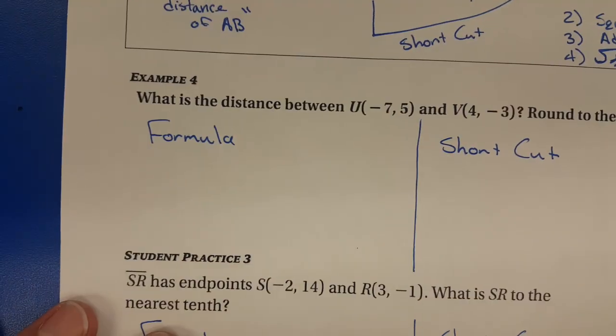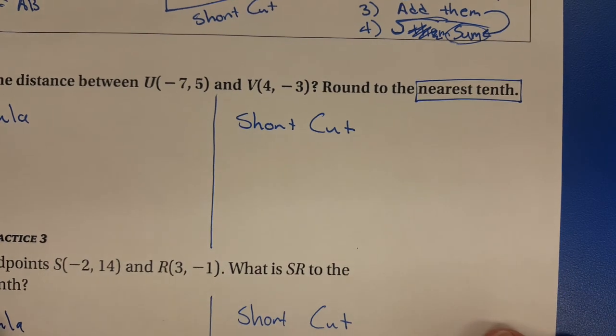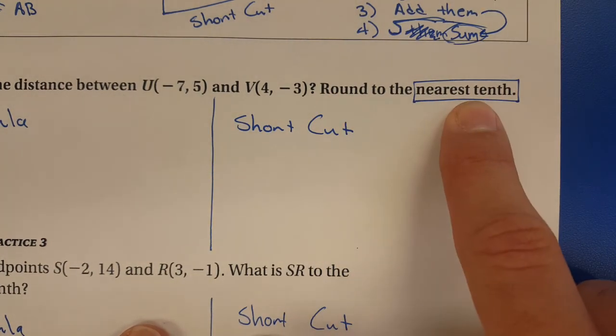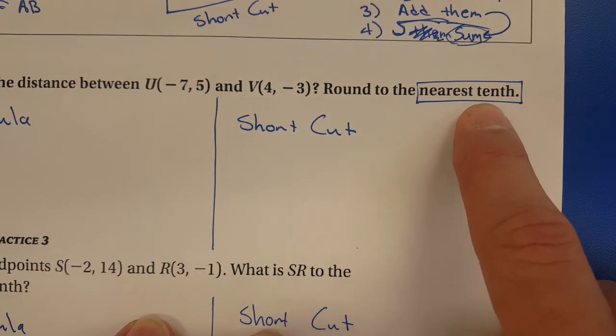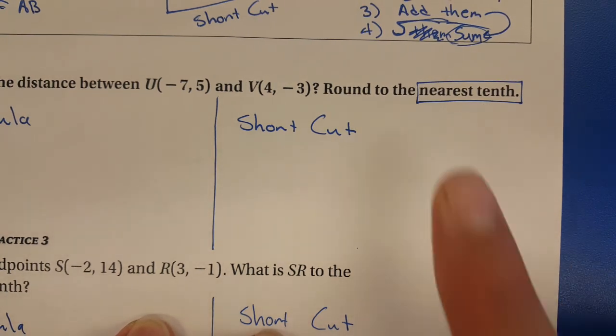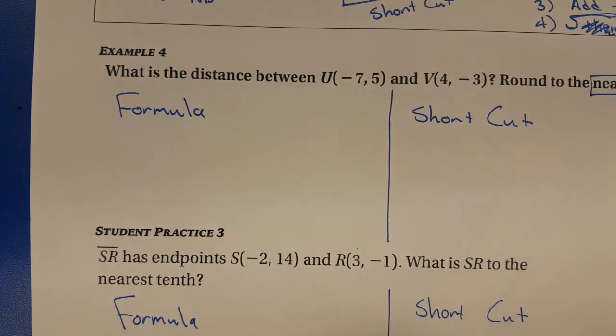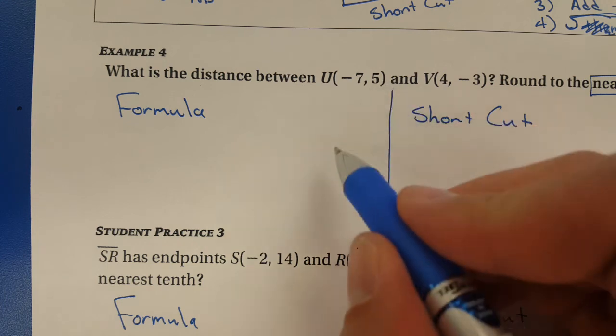So here we go. I'll do the formula, and then I'll do the shortcut, and then you can pick which one you like most. When you're solving for distances, it looks like we're given the instructions to go to the nearest tenth. It's the first decimal place. Okay, here we go. So what's the distance between these two coordinate points? Here's the first one. Why is it the first one? Because it's the first one I see.